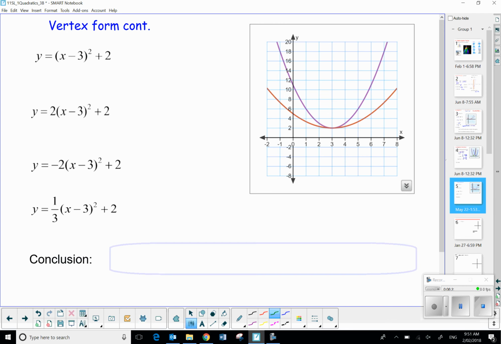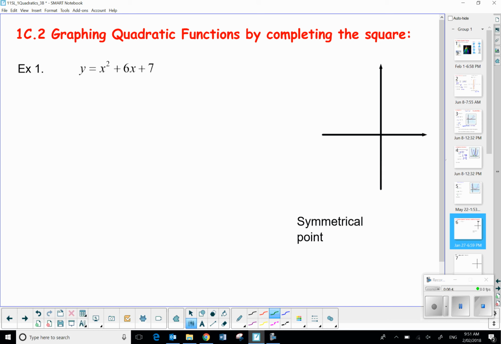The next one here, I've just shown a different one where we've got the different A values. So here, same function with the vertex, but what effect does the A value out the front have? How does that change your graph? So we'll look at that. We then want to look at graphing quadratic functions by completing the square.